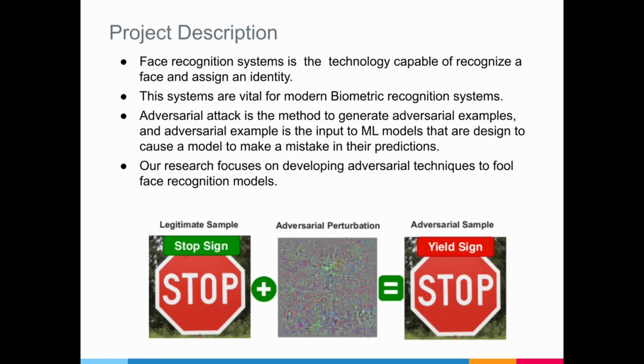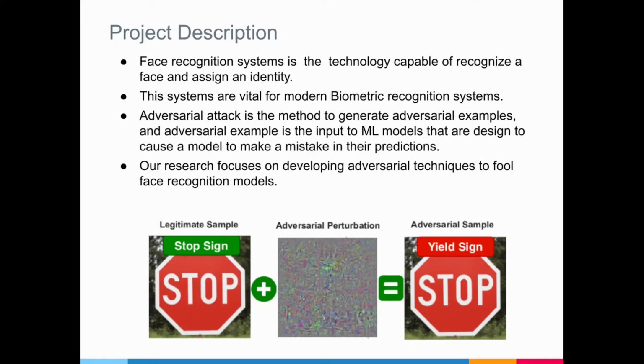Now we have an adversarial attack. This is the method that generates adversarial examples. And now, an adversarial example is the input to machine learning models that are designed to cause a model to make a mistake in their predictions. Our research focused on developing adversarial techniques to fool face recognition models.